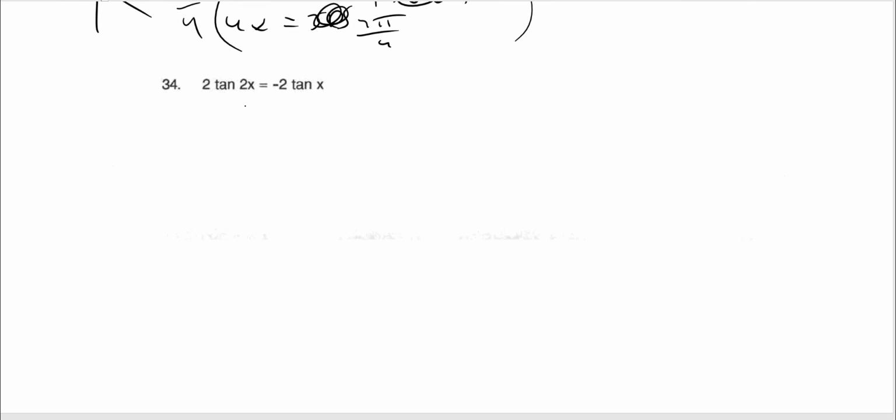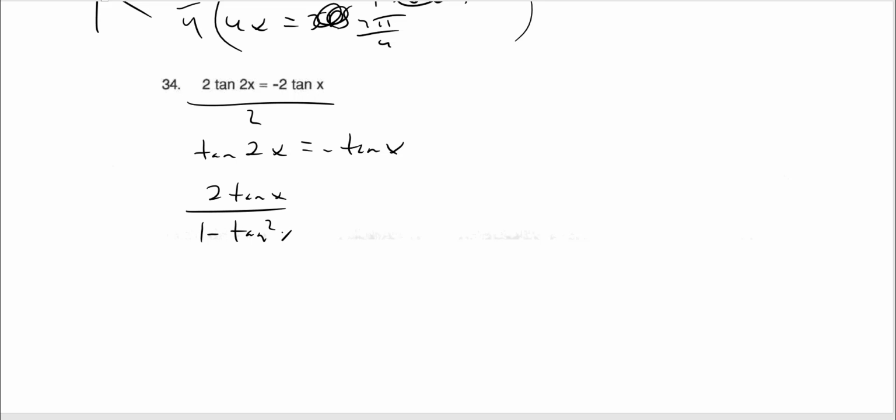Always makes me nervous. I'm at 40 minutes now, so everyone remain calm. Okay, so the first thing I'm going to do with this, I'm going to just divide everything by 2. Just makes it nice. So tangent of 2x equals negative tangent of x. So double angle for tangent is 2 tangent of x over 1 minus tangent squared of x equals negative tangent of x.